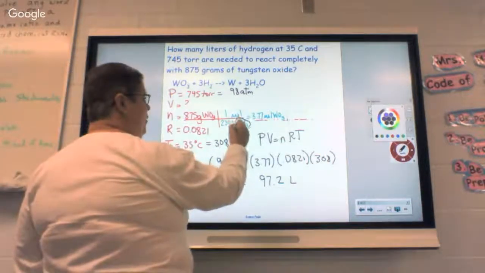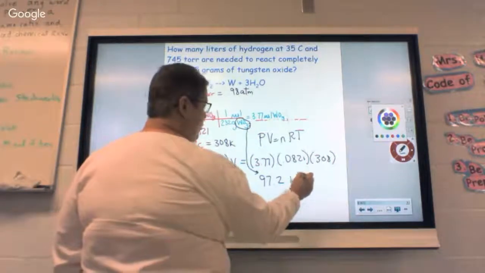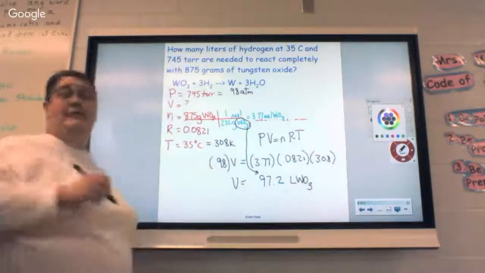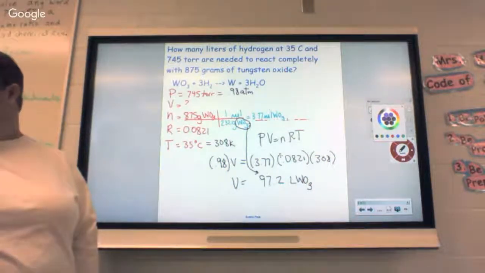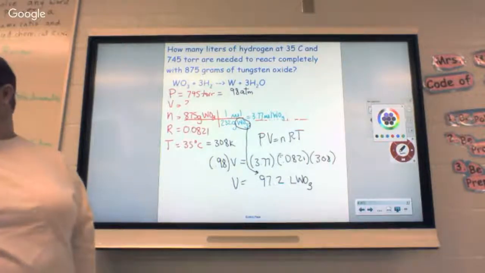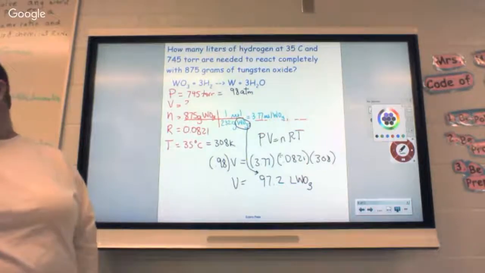So, because this is what we were using, WO3, this is WO3. That's tungsten. Okay? Huh? I don't know. I'm guessing Latin off the top of my head.